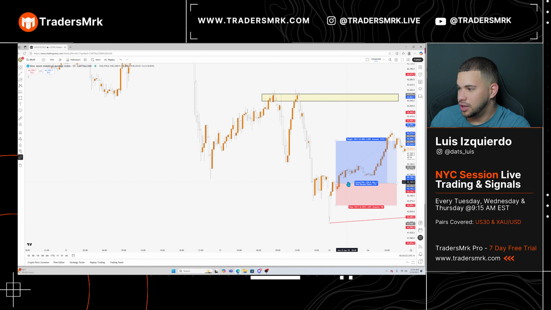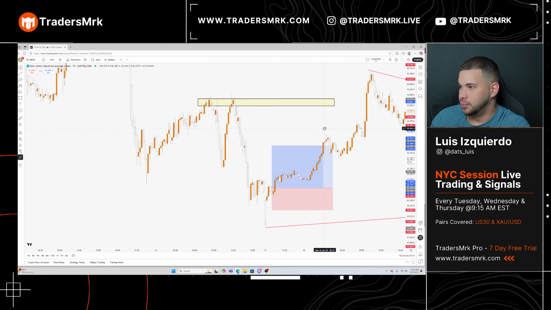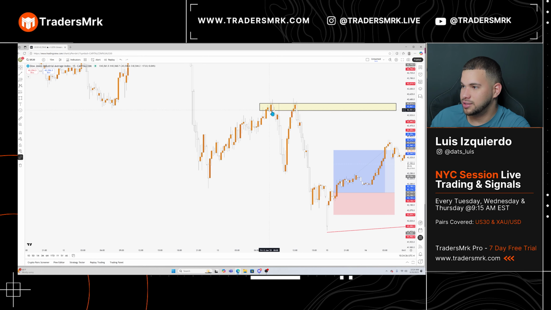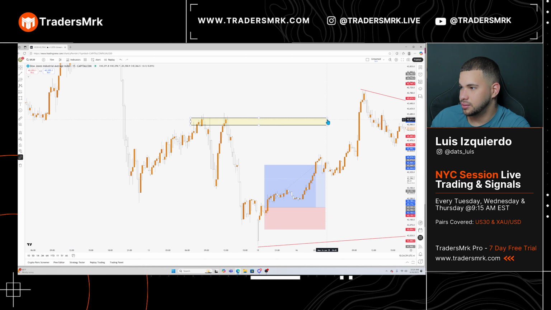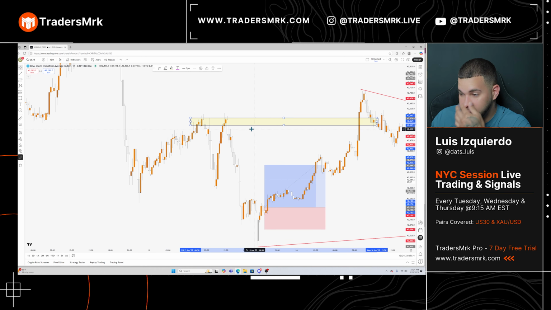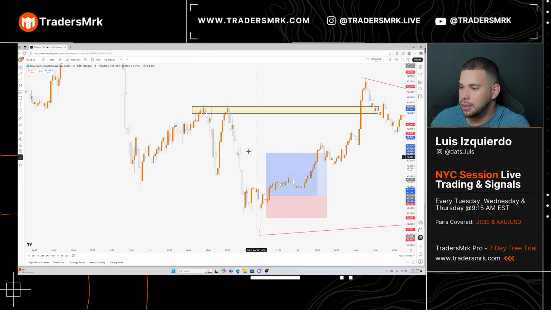And as you guys can see, where does the market head up to? The market heads up to this area right here, resistance, resistance, and boom, surpasses resistance. So it's a good indication of, okay, where am I trading in the range?